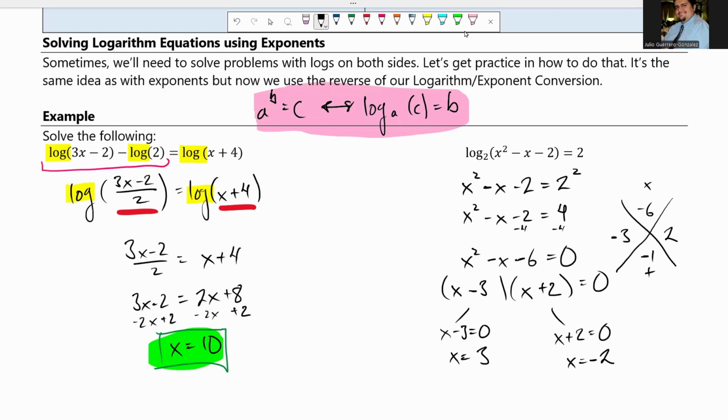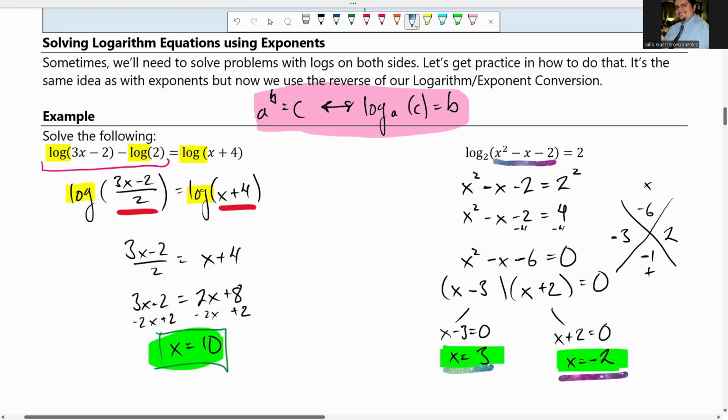Right? We cannot take the logarithm of a negative number. So what we've got to do is make sure that both of these answers are able to be plugged into here. In particular, we are going to double check that x squared minus x minus 2 is not negative when we plug in both of these values.